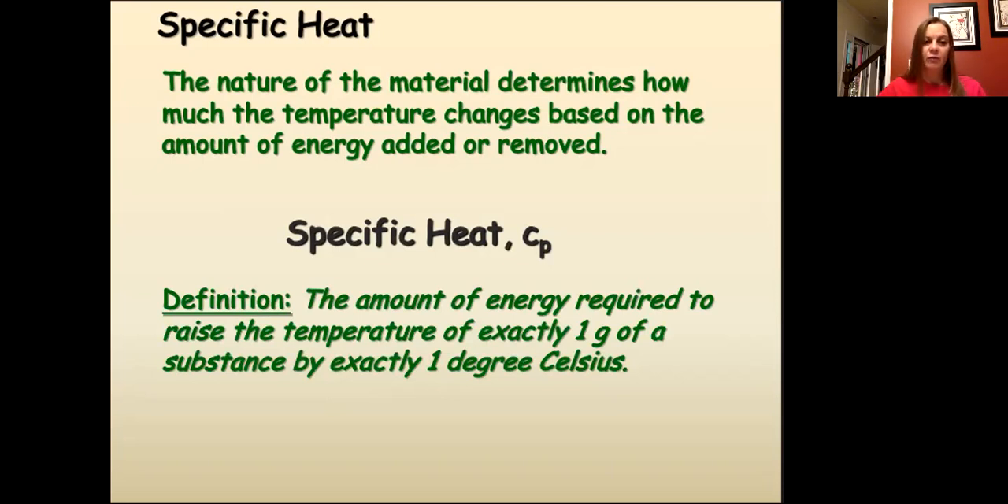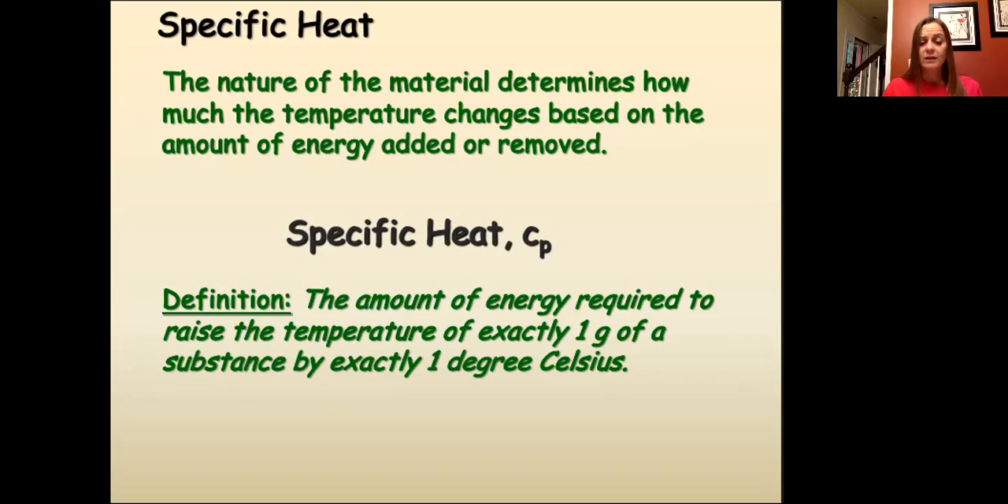And as I've said before, some materials have really low specific heats. That means that it doesn't take a lot of energy to raise their temperature. Some materials have really high specific heat, so it takes a lot of energy to raise their temperature by 1 gram. So the size of that specific heat value is going to tell you how much energy it takes to raise the temperature by 1 degree Celsius.